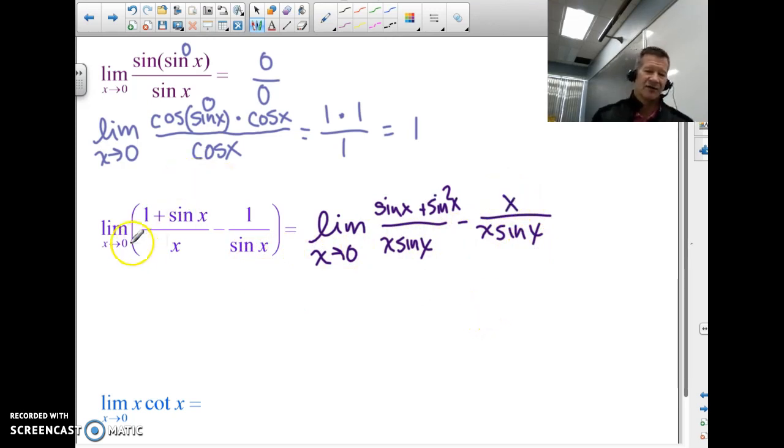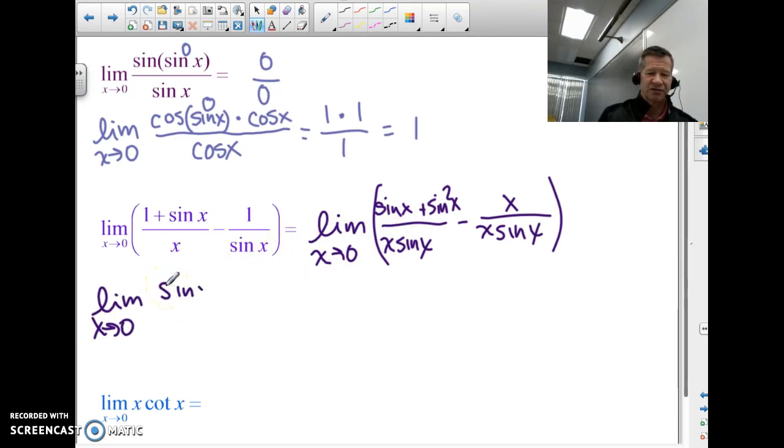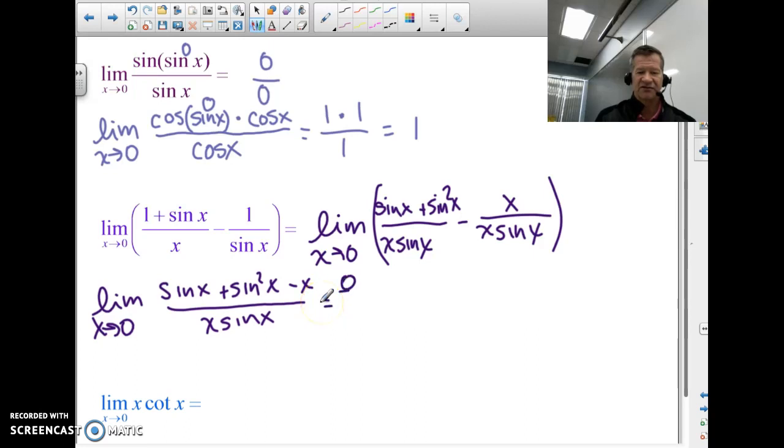And by the way, if I would plug 0 in here, I would get 1 over 0 minus 1 over 0. I don't know what the heck that is. So that's why it's advantageous to try and get these together, see if L'Hopital's rule applies. So now, limit as x approaches 0. If I combine those numerators, I get sine x plus sine squared x minus x. Let's hope I can just get this in under the final bell here, over x sine x. So now we plug 0 in. I get 0 plus 0 minus 0 over 0 times 0. So it's definitely a 0 over 0.